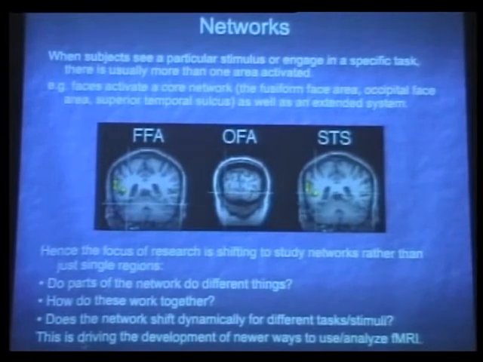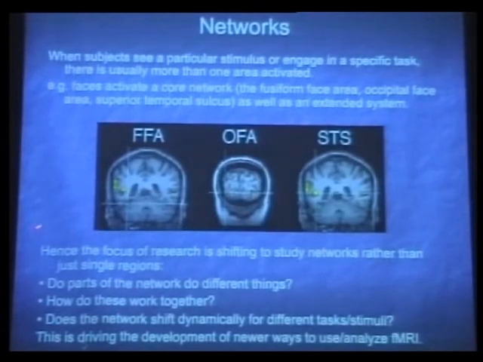And for example, with faces, you can see that if I show you faces, this is from some of our data, you get a core network which involves the fusiform face area here, the occipital face area a little further back, and then around the corner is the superior temporal sulcus. That's the core network for face processing. And there's other areas that also get brought in, like the inferior frontal gyrus and the precuneus.